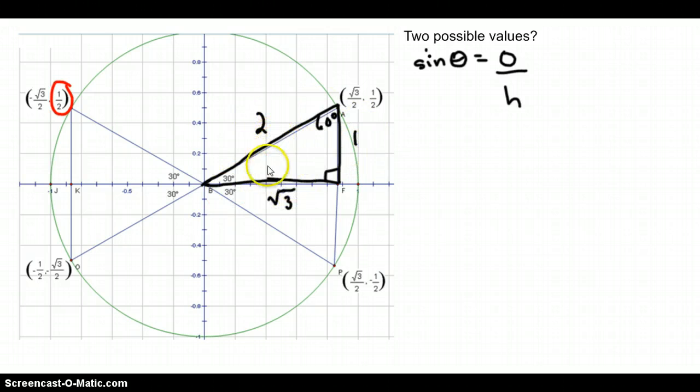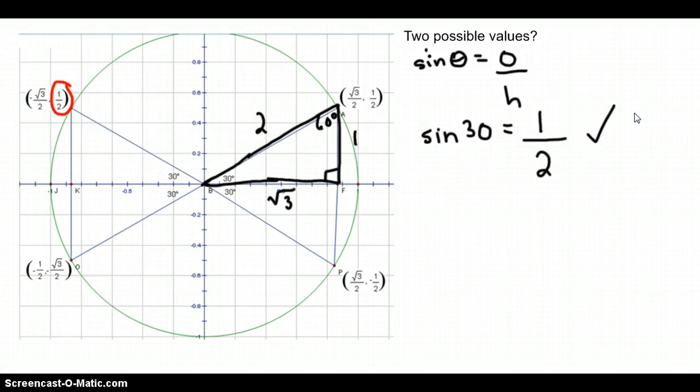Now we're going to make sure all the values are positive here. Since I'm in the first quadrant, my x values are positive, so that means square root of 3 will be positive, and my y values are positive. So I don't have to put any negatives for either my x or my y, and that's why you see that it's positive square root of 3 over 2, comma 1 over 2. They're both positive. So we're going to do sine of 30 degrees equals the opposite, which is 1, over the hypotenuse, which is 2.